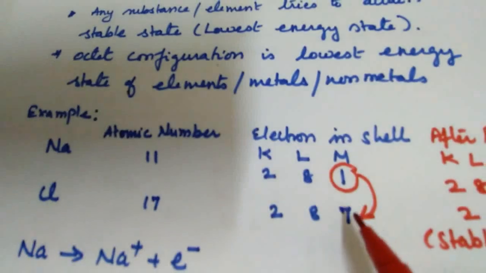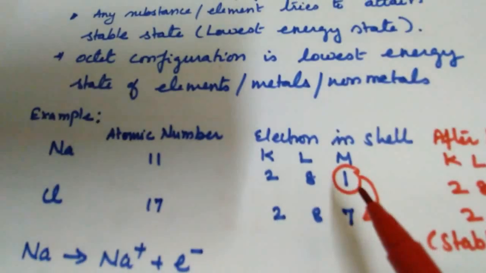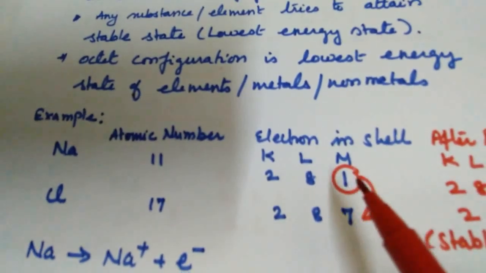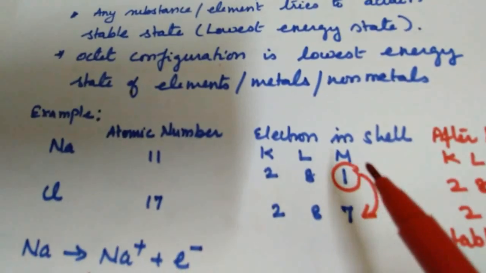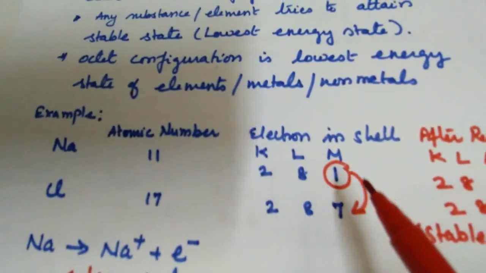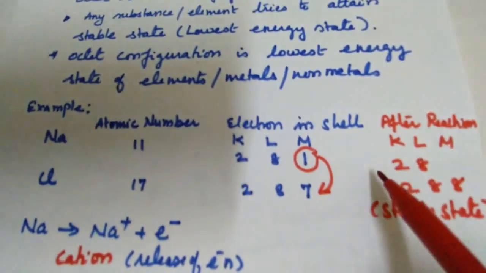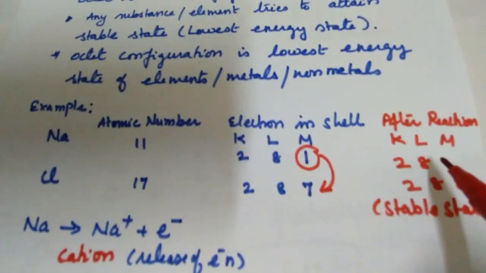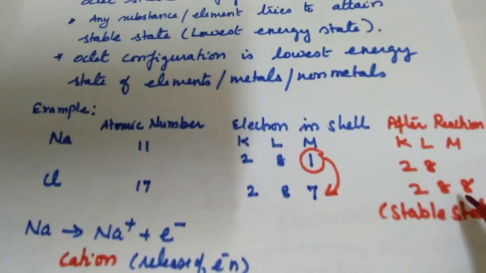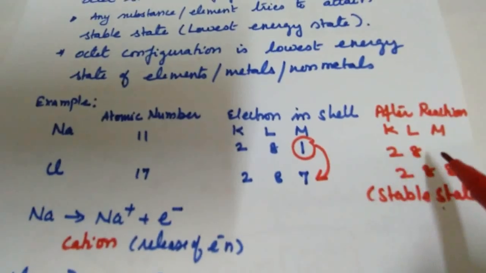And chlorine, you can see, is one electron short of the octet. Either it can lose 7 electrons or it can take 1 electron, which is easier. Taking 1 electron is easier than losing 7 electrons. So it will try to take 1 electron, which sodium is ready to give. When these two come closer, this switchover takes place. After the reaction, sodium has 2, 8 electrons and chlorine has 2, 8, 8 electrons. So this is a stable state for both.